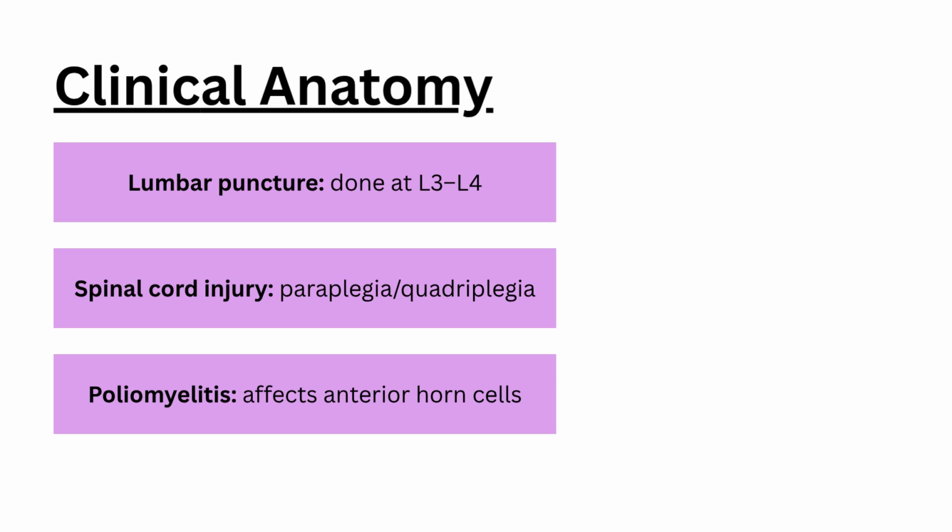Damage to the spinal cord can result in paraplegia or quadriplegia, depending on the level. In poliomyelitis, the anterior horn motor neurons are selectively destroyed.